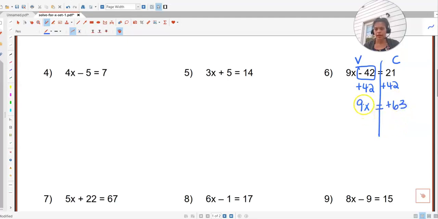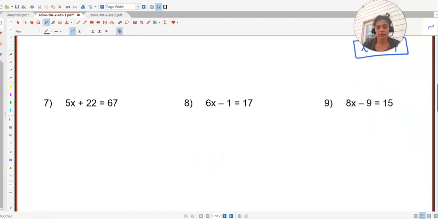Alright, I still see a number on the variable side. We got to get rid of that. We got to get rid of that positive 9. It's being multiplied, so we're going to divide by positive 9. What we do on one side, we do on the other. And then x equals, 9 can go into 63 7 times. So we have positive 7. There you go. X equals positive 7. And really that's all I really need you to do for these problems.